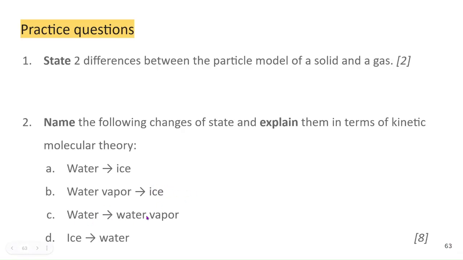Number C is water to water vapor. This is vaporization, and we're increasing kinetic energy, and the molecules completely overcome and break those intermolecular forces. And then this last one, ice to water, is melting, increasing kinetic energy, and the molecules partially overcome those intermolecular interparticle forces.